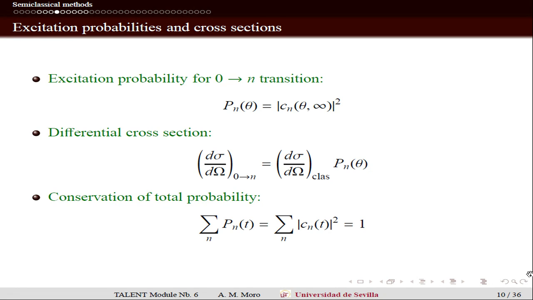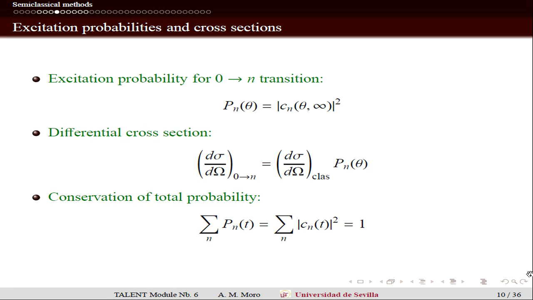So remember that in this approach, the calculation is done for each angle, for each impact parameter. For each impact parameter, we follow the classical trajectory and we calculate the probability of producing some excitation to some level n along this classical trajectory. This is the interpretation of this expression.